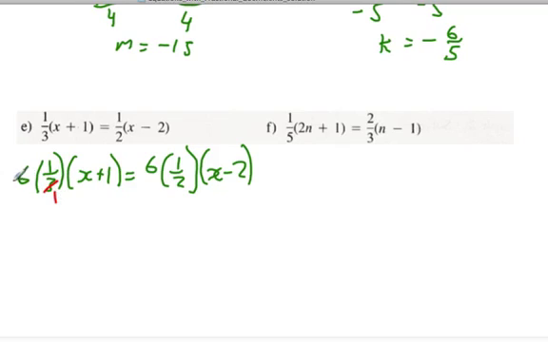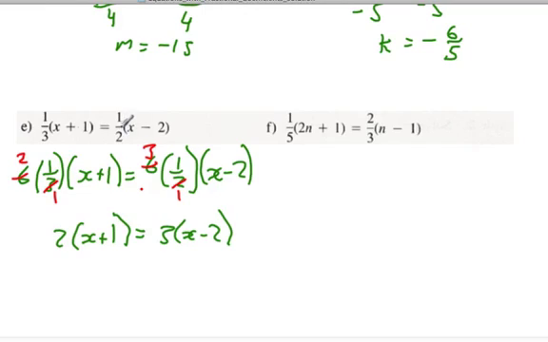3 goes into itself once and into 6 2 times, and 2 goes into itself once and into 6 3 times. So I'll just write this out, because this is 2 times x plus 1 is equal to 3 times x minus 2. And again, when we multiply this half by 6, then we're distributing that through the brackets when we multiply through. So this is 2x plus 2 is equal to 3x subtract 6.